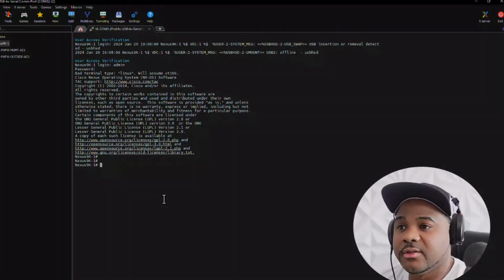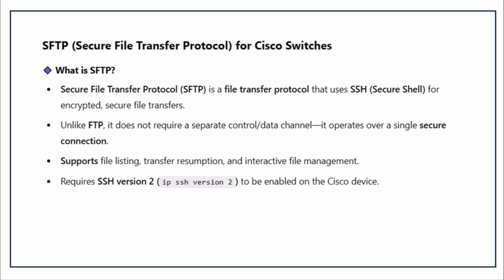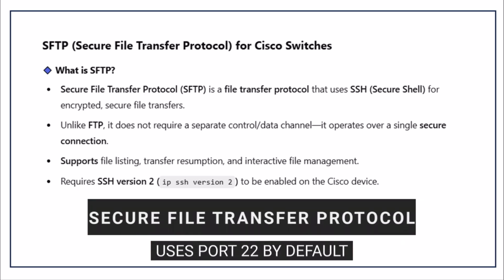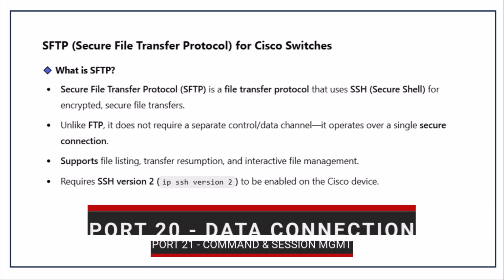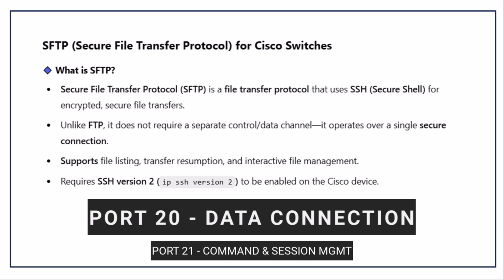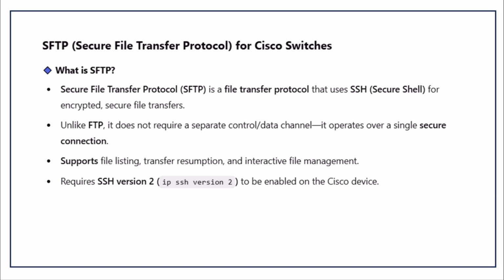So let's start by quickly discussing SFTP. SFTP is a file transfer protocol that uses SSH. So natively, this will be port 22. Unlike FTP, which uses two separate ports, 20 and 21 by default, the control and data channel flow over a single connection. We'll see later in our demonstration how transfer resumption, one of the many features listed here, is actually a great benefit. And for Cisco devices, SSH version 2 is also required.